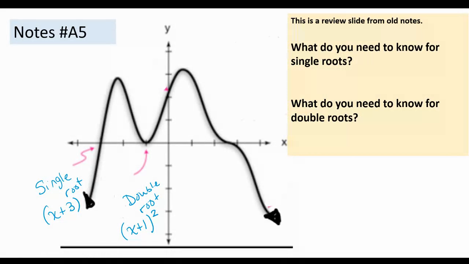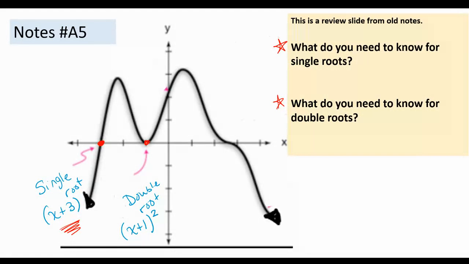So this image you already have on another notes. So I want you to write down right here, what do you need to know for single roots and what do you need to know for double roots? And so a single root is this dot right here, the x-intercept root. Remember, root means x-intercept. A single root is when you have something like x plus 3 with no exponent. Right here, and well, let me go back and say a single root is where the graph just keeps going through the x-axis.